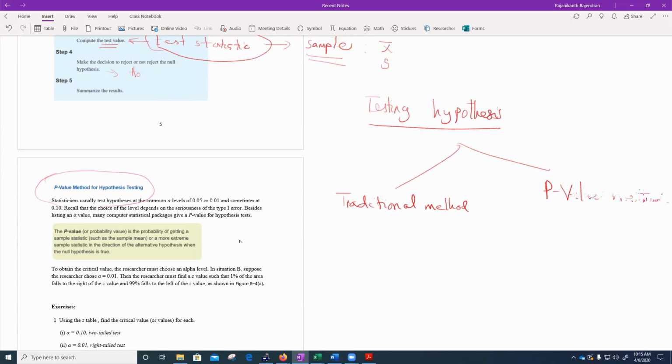Okay, so let me explain these two first. Then after that, we will look at. So this is the very common method people use, the traditional method, right? What does it mean by traditional method? First, you will set up a hypothesis, and according to that, you will draw a picture, right?